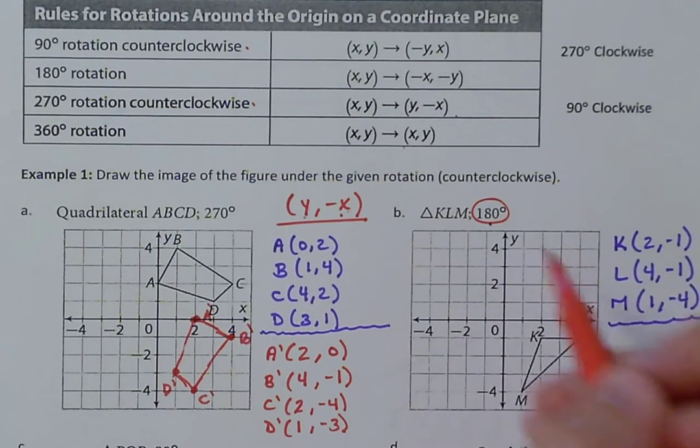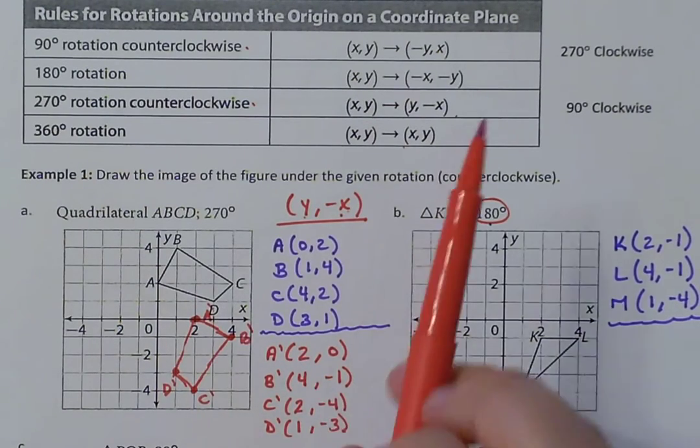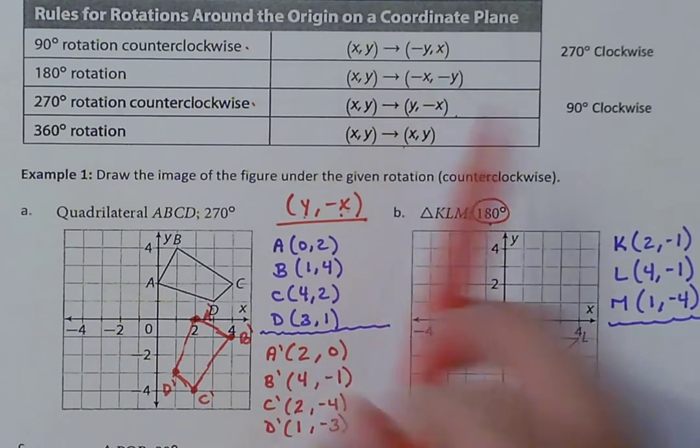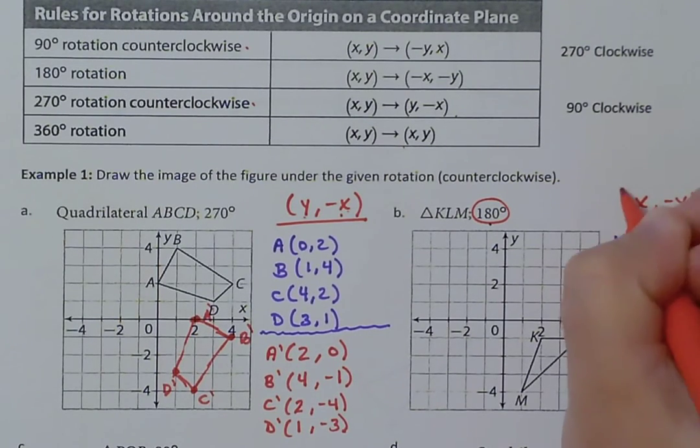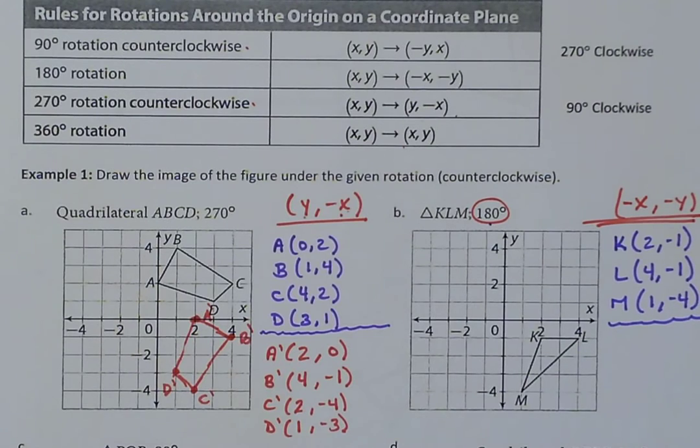Now they're going to ask me to rotate 180 degrees. Clockwise, counterclockwise, same thing. So it's going to be (-x, -y). And that's how I'm going to transform these points. (-x, -y) means x and y stay in the same spot, but you just change the sign for all of our numbers. Positive to negative, negative to positive. So K prime, L prime, M prime.